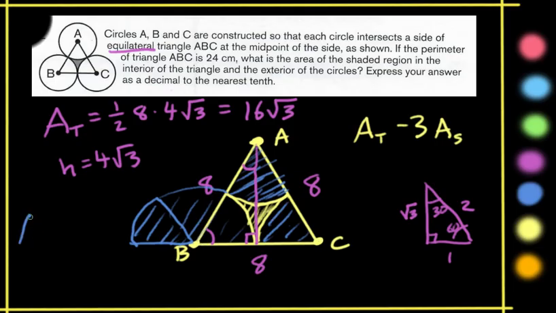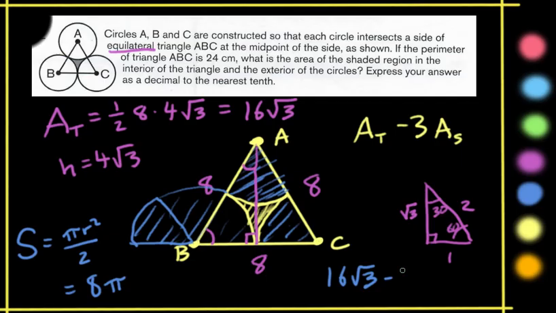So the area of the semicircle, I should probably use a different letter because I don't want to confuse it with AS. I'll just use an S for the semicircle area. That's going to be equal to pi r squared divided by 2, right? Because it's half of the circle. And r is 4, so this is going to be equal to 8 pi, because we've got 16 pi over 2. So our final area is going to be 16 square root of 3 minus 8 pi. And that's the final answer.